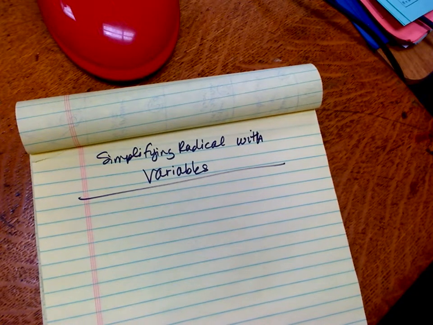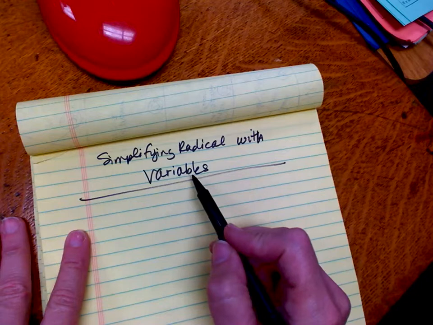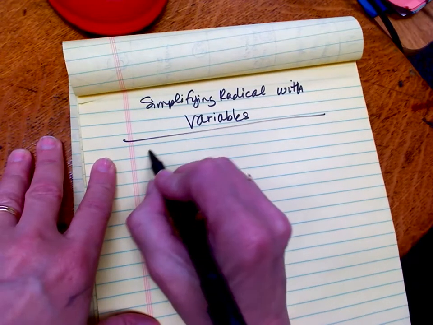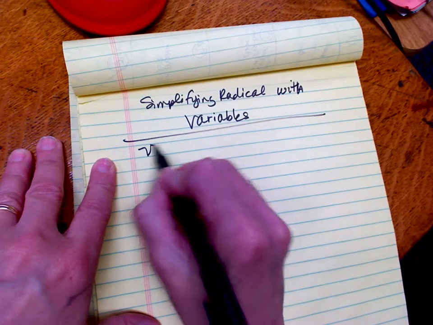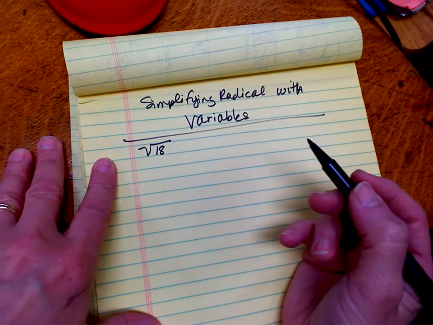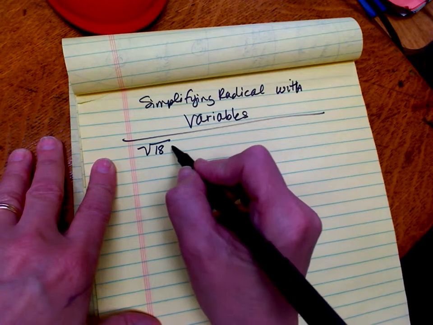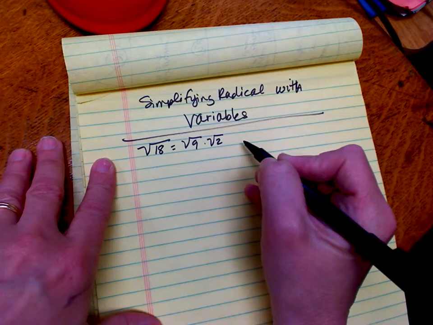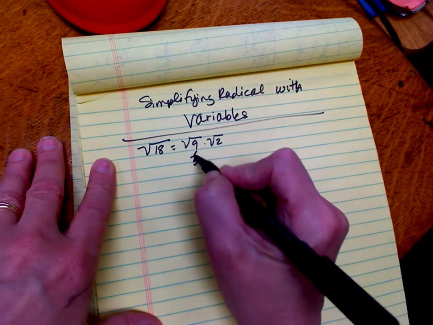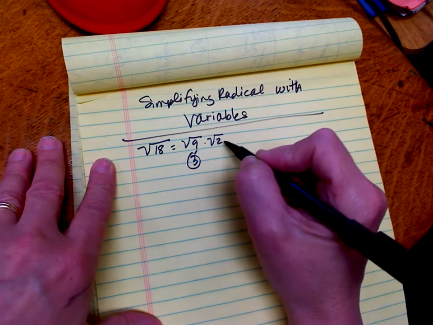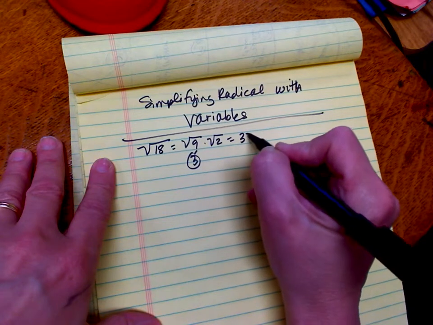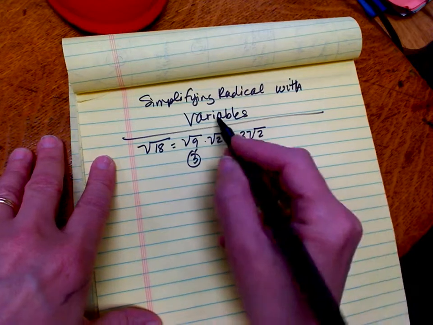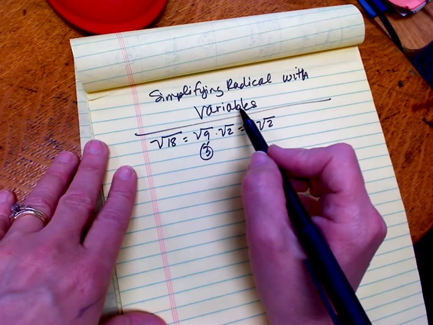We are simplifying radicals with variables. We haven't talked about this yet, but we've done simplifying radicals. For example, the square root of 18. You've been breaking that apart to the square root of 9 times the square root of 2. The square root of 9 is 3 times the square root of 2, which you can't break down. So you have 3 times the square root of 2, and that's your final answer. But today you're going to learn what to do with the variables.